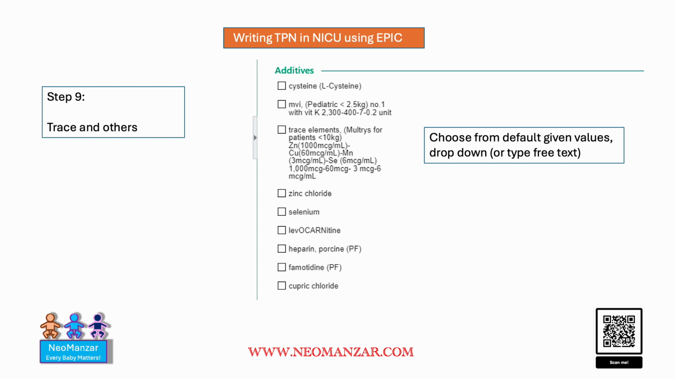Heparin is selected in most of the TPN because they are running through the central line. There are two options given for heparin. One is 0.5 and one is 1. We usually select 0.5. Famotidine is given there just in case there's a GI bleed and you want to add it, and there will be 2 doses given, you can select that. Cupric chloride, we rarely use. There's an option there. If you want to add more in addition to trace elements, you can do that.